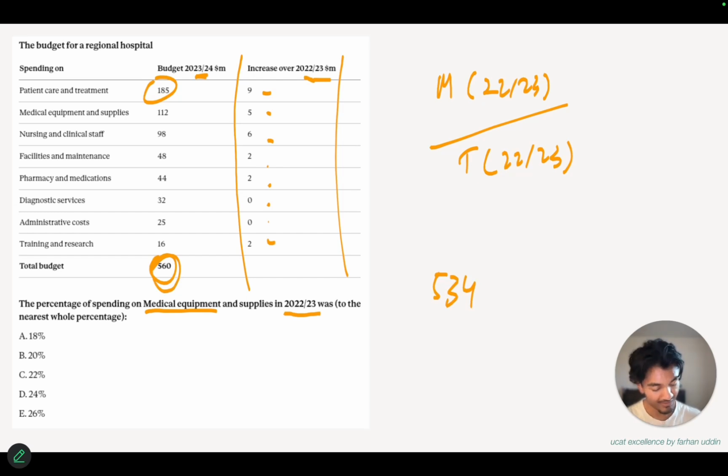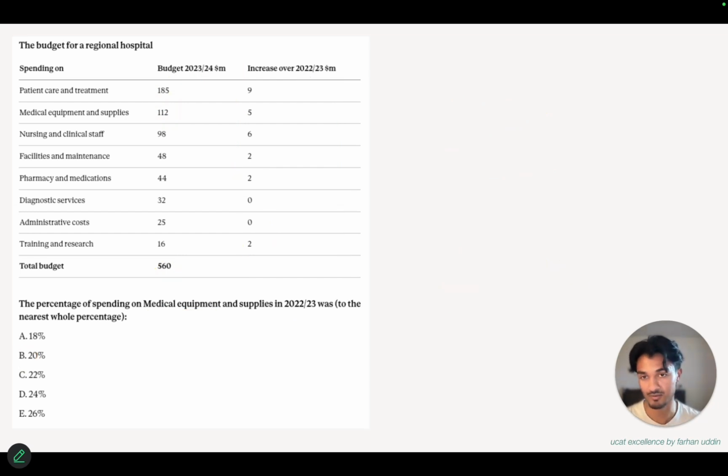534. Now, we've got 112 here, and we know that that was an increase of 5 from last year. So what we do is we subtract 5 from 112, we get 107. We run this through the calculator, we end up getting around about 20%. So once again, our answer ends up being B here of 20%.